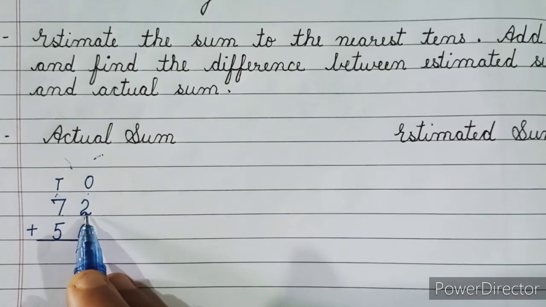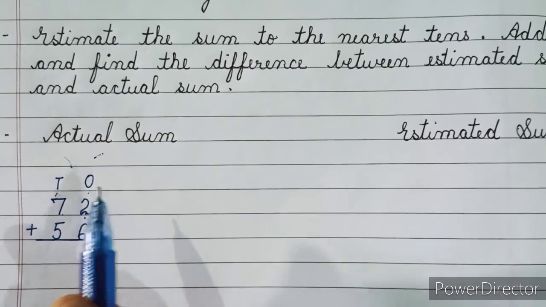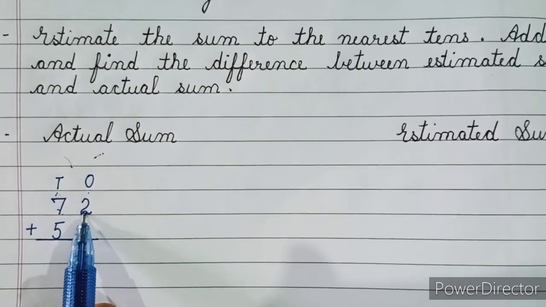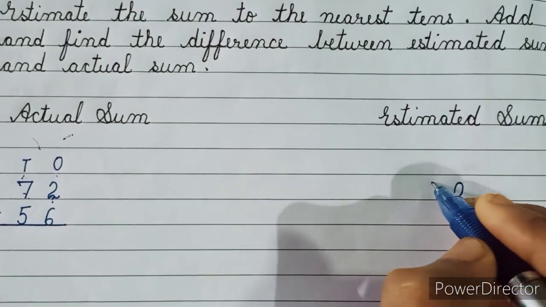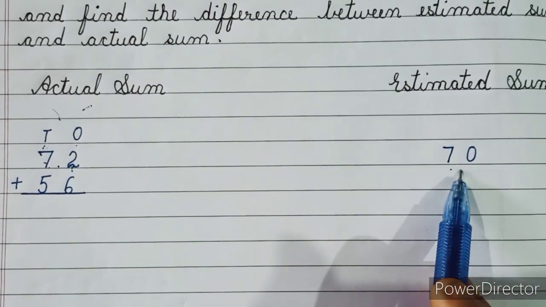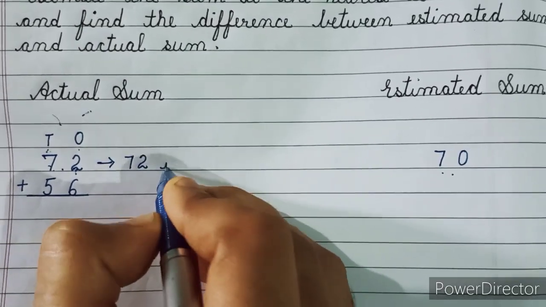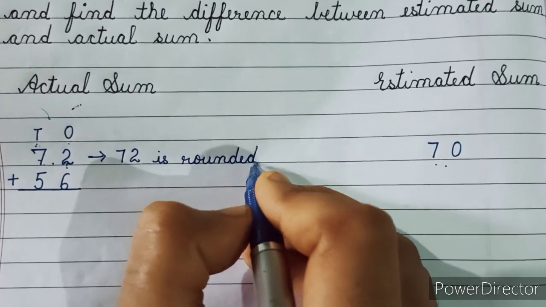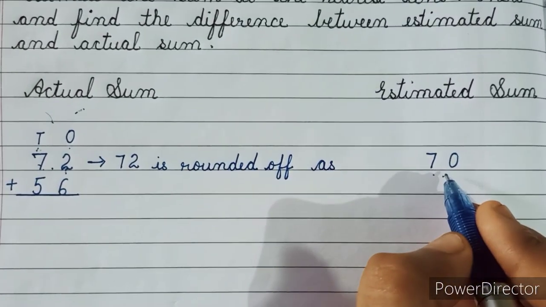So here there is 2 at the ones place. So 2 is less than 5. So the number will not change at the tens place, and at the ones place will be 0. Okay? That is, 72 is rounded off as 70. We will write here 72 is rounded off as 70. I have already written.